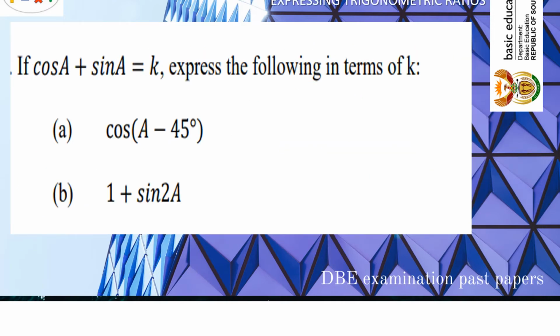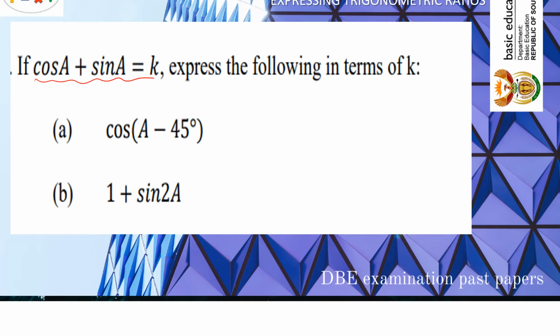Okay, grade 12. Let us look at this second example, and we're still on expressing trigonometric ratios in terms of something. And here's our given information. They say if cos A plus sine A is equal to k, so that's the equation. Express the following in terms of k. We are given number A is cos(A minus 45 degrees), right?